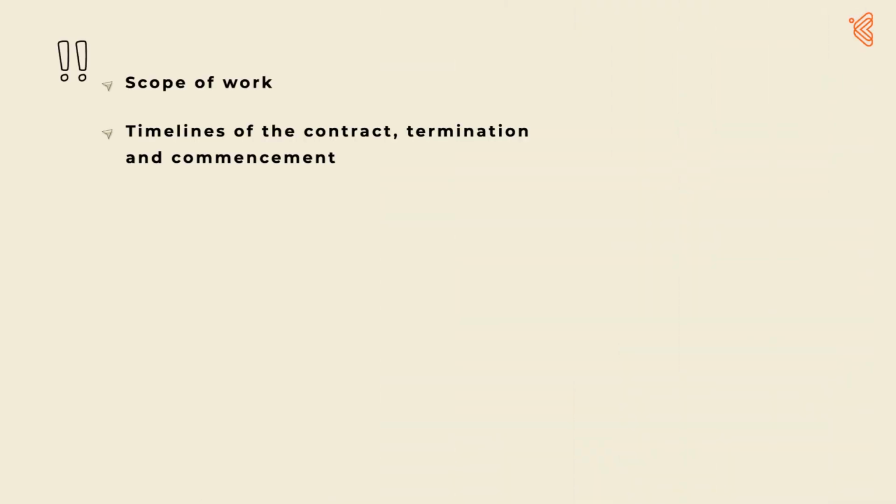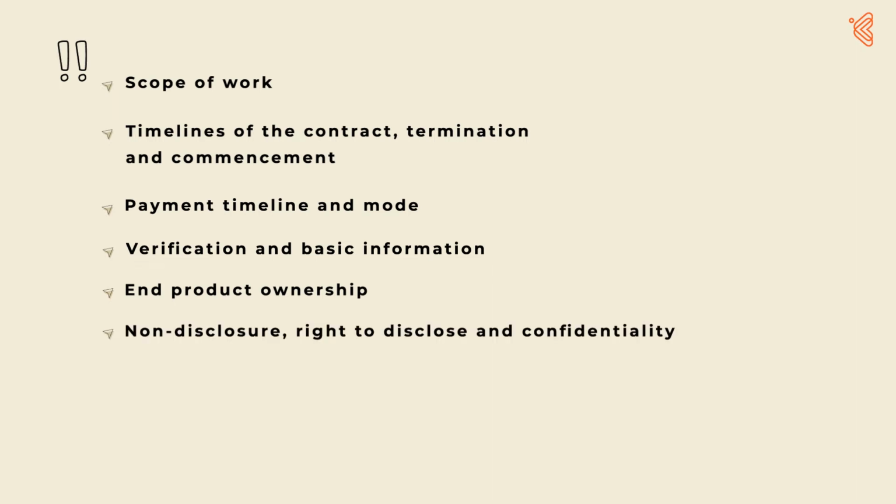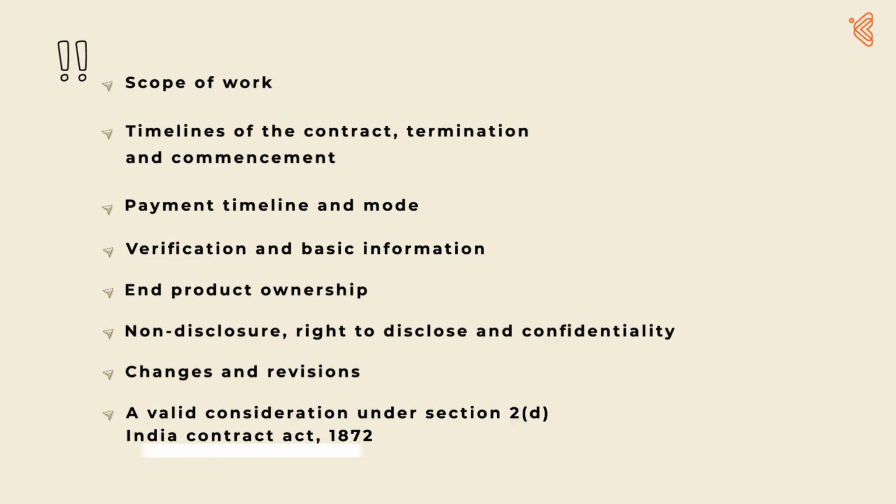Scope of work, timelines of the contract, termination and commencement, payment timeline and mode, verification and basic information, end product ownership, non-disclosure, right to disclose and confidentiality, changes and revisions, a valid consideration under Section 2(d) of the Indian Contract Act 1872.